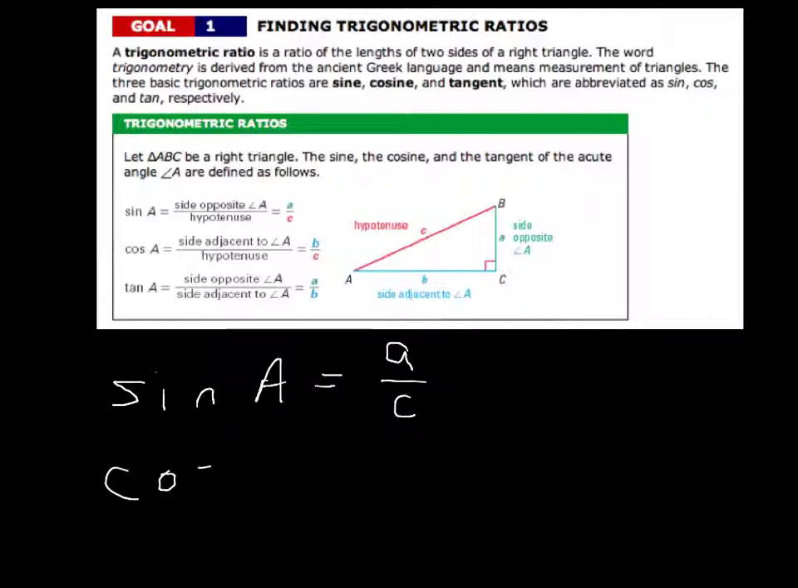And the cosine of angle A is equal to b over c, because b is the side that's adjacent to angle A. Now the hypotenuse is also adjacent to angle A, but the two sides we're referring to are the legs. So when you see the word side and side, we're referring to the two legs of the right triangle, or any right triangle for that matter.